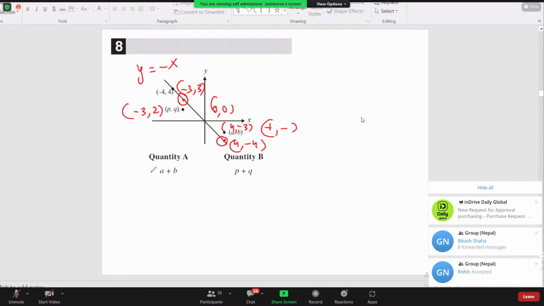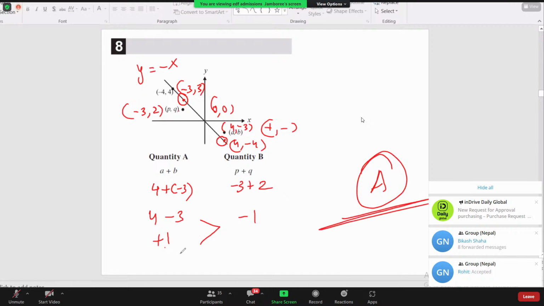Now we need to find out a plus b. So a here is 4 plus b here is minus 3, and p plus q, p is minus 3 plus q which is 2. So this will make it 4 minus 3 which is plus 1, and this will make it minus 3 plus 2 which is minus 1, and clearly plus 1 will definitely be greater than minus 1. So the answer to this question will be option A.